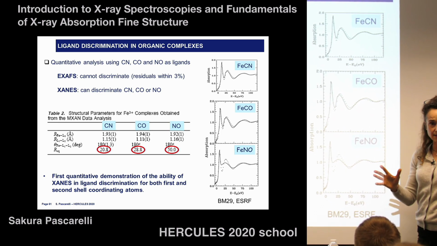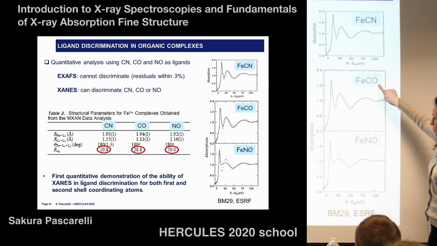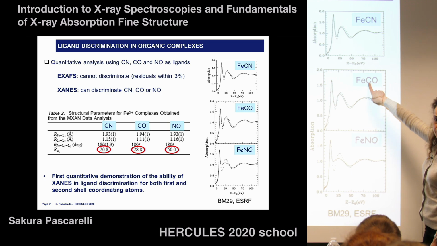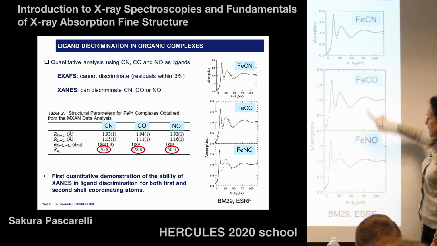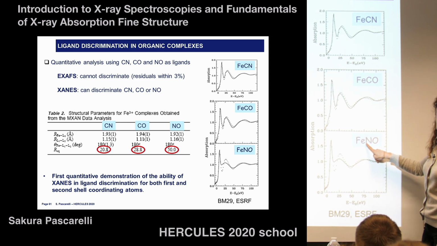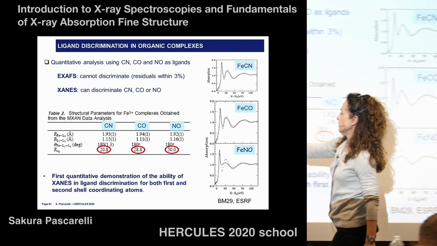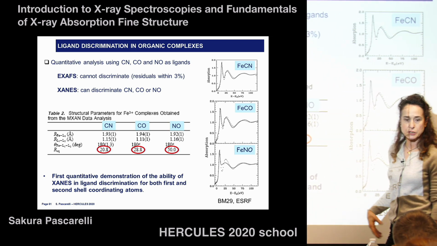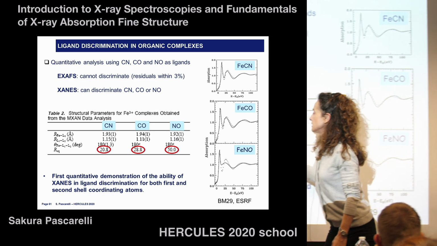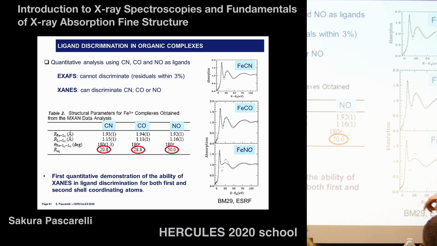Okay, this was just a test example. They knew that it was CN, but they tried fitting it with CO, so they left the right first shell, and they changed the second shell from nitrogen to oxygen. And then they changed even the first shell. And you see that the fit is much worse, and you can even look here that, let's say, the reduced chi-square, so the goodness of the fit, is better when you have the good atoms.